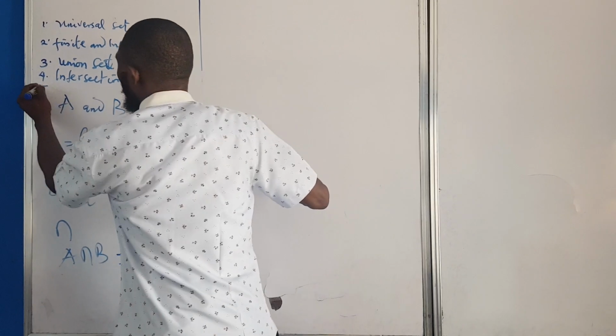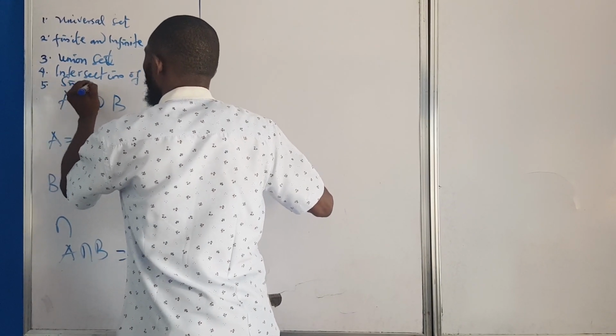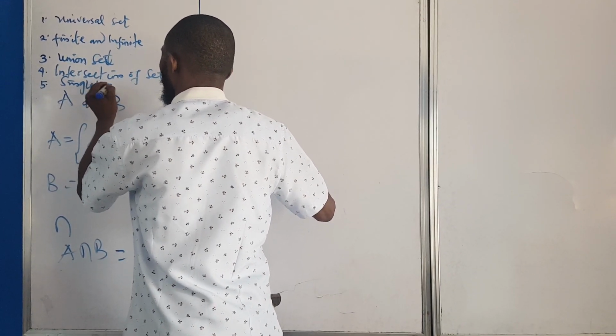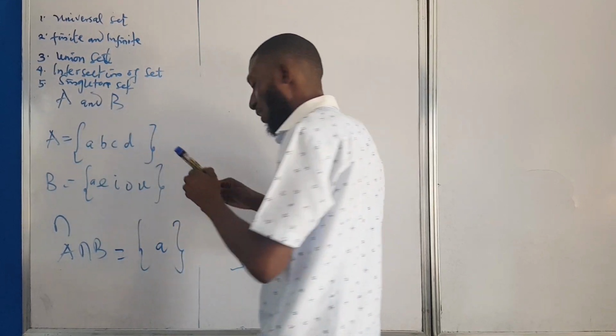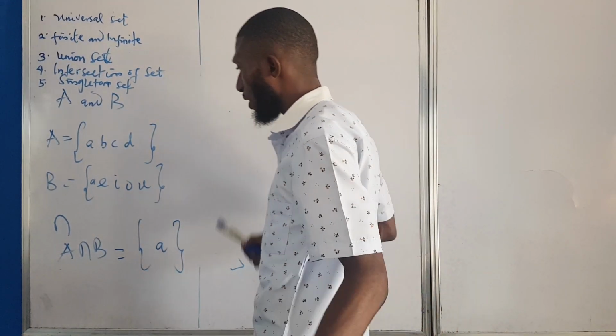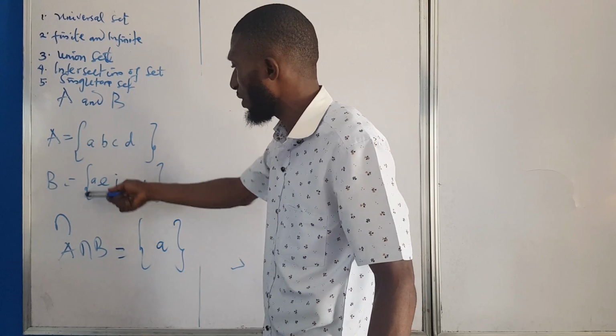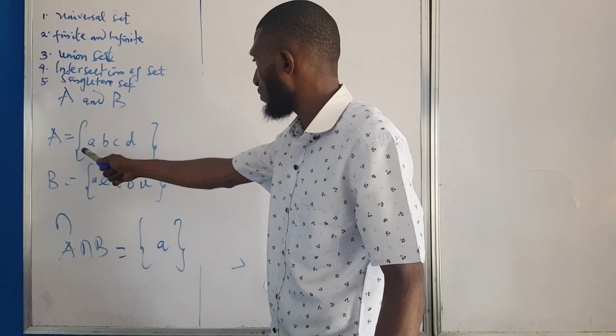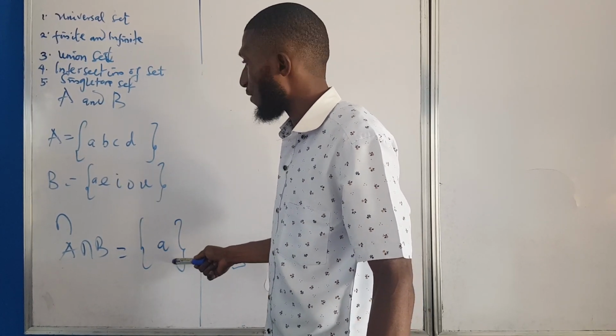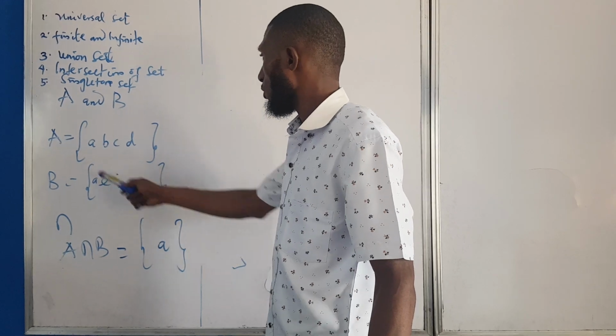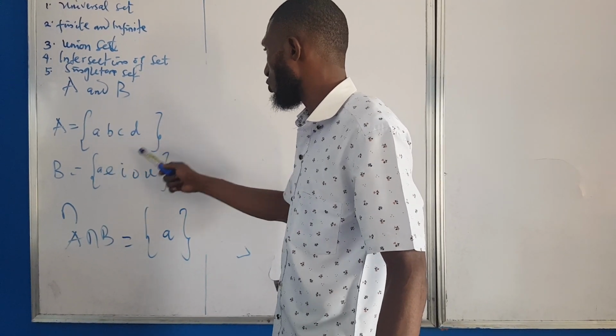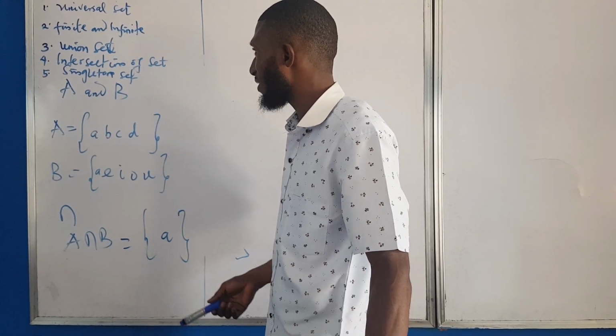Then we have the singleton set. A singleton set is a set that contains only one element, which means that the intersection of A and B here is a singleton, since it produces one element after it has been operated. A is here, and nothing else is common, so therefore it is a singleton set.